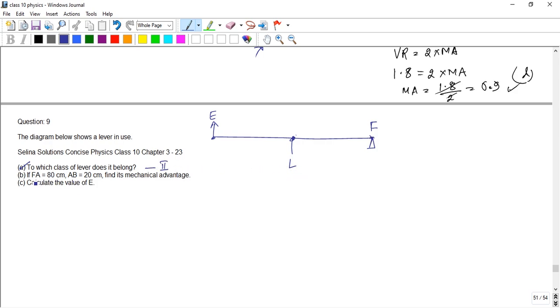If FA is 80 centimeter and AB is 20 centimeter, what is the mechanical advantage? I think that should be FA, not the A point here. Actually, like this, FA here, like this B. So FA is 80 centimeter, and AB is 20 centimeter.